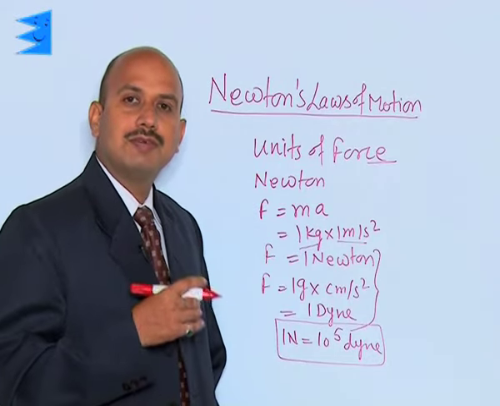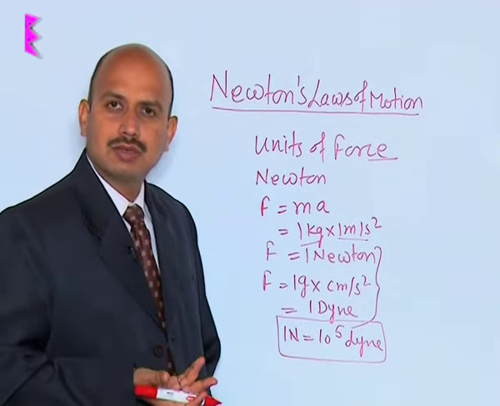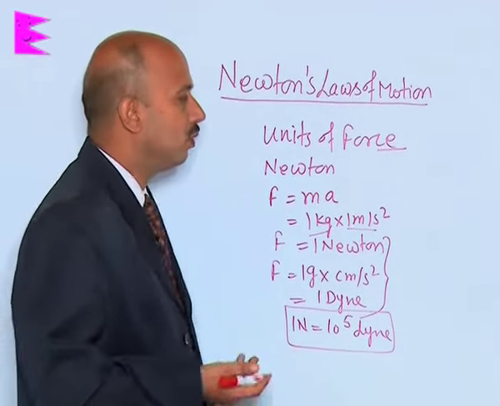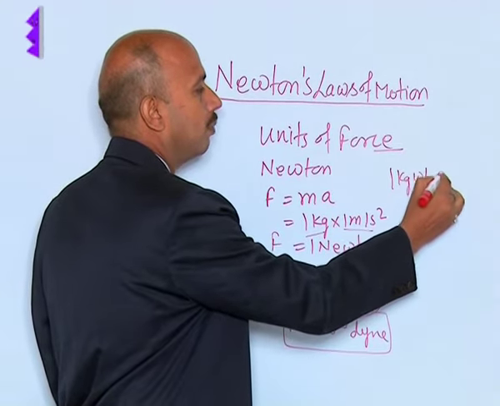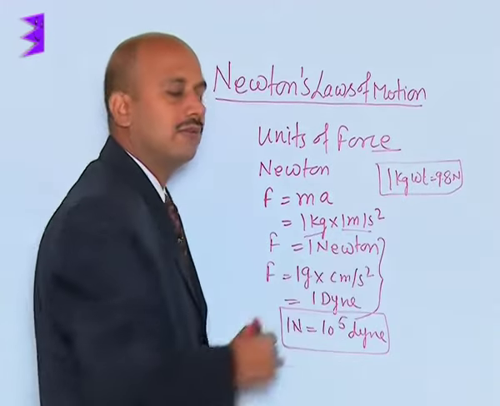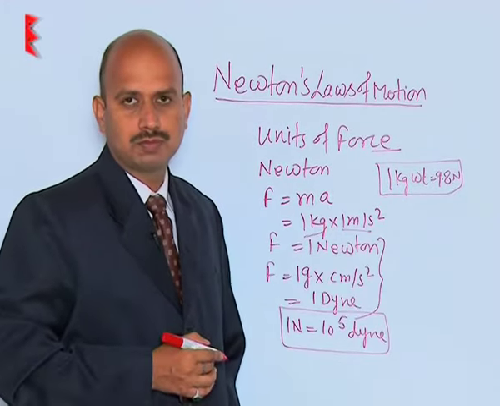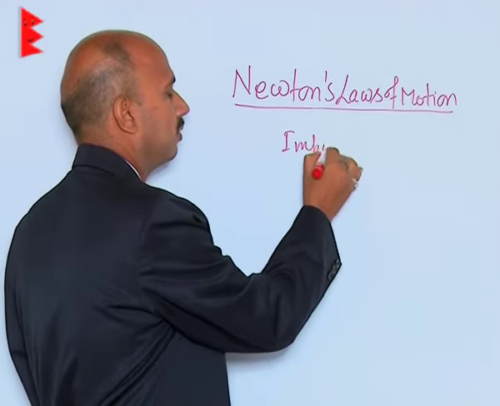There are some gravitational units of force, like you can take kg weight. 1 kg weight is equal to 9.8 Newton. This is actually the gravitational unit of force. Now next topic we can take is impulse.